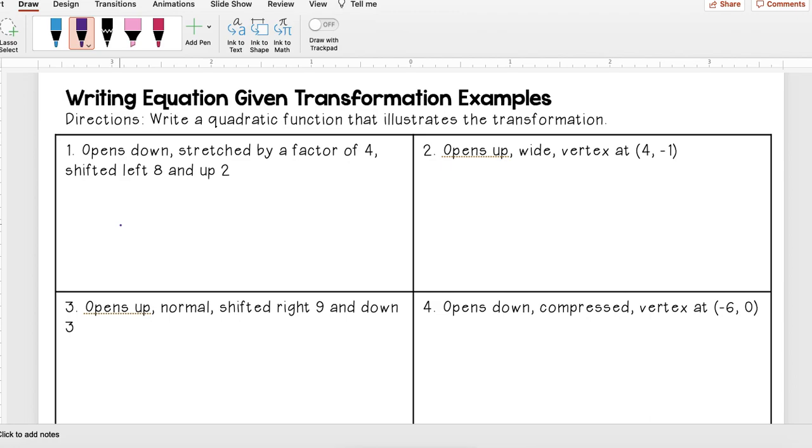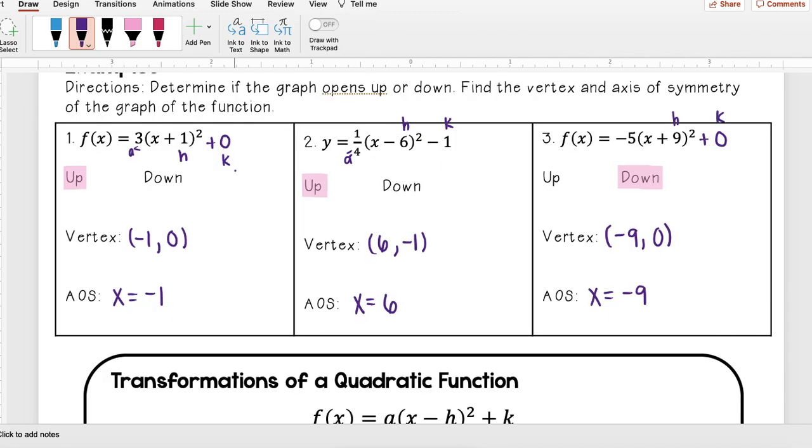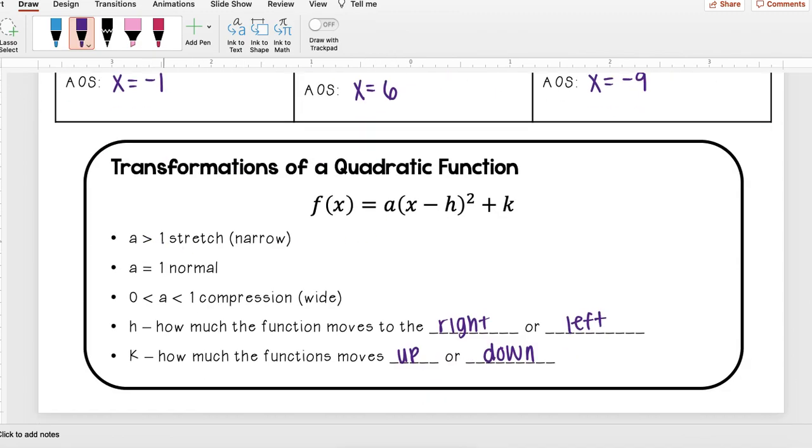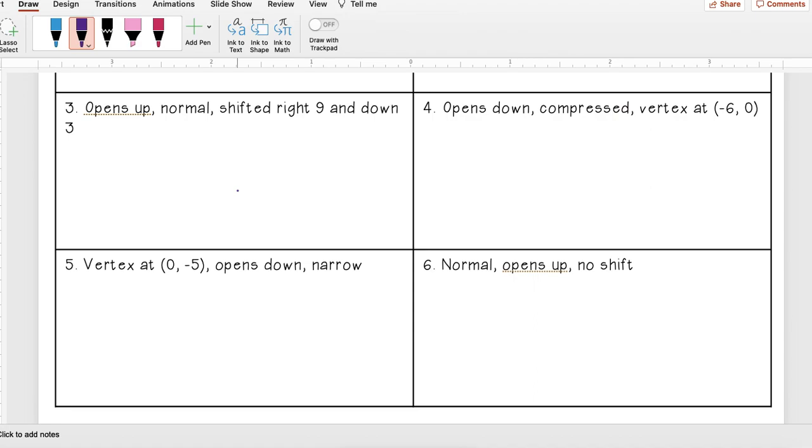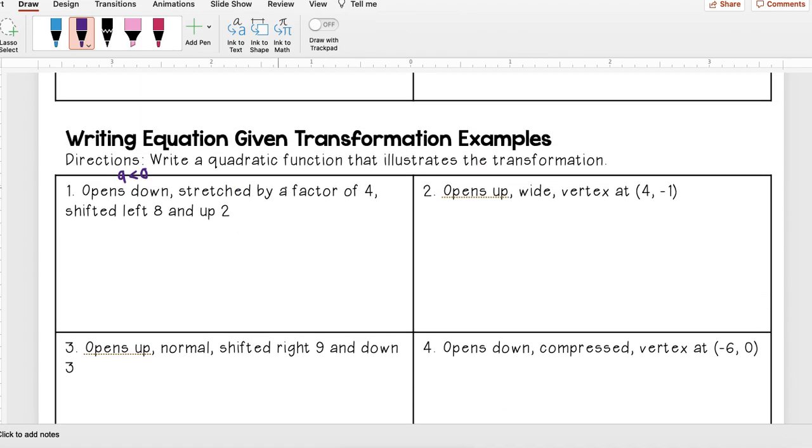So for this first one, it says it opens down. Well, it opens down, that tells me that a is less than 0. And then it's stretched by a factor of 4. So going back to that first page, stretch, that means that a is greater than 1. And so it's talking about my a value there. And so I know that my a is equal to 4. Shifted left 8, so that's going to be my h, and up 2, and so that's going to be my k.